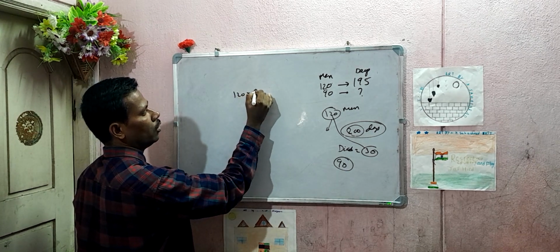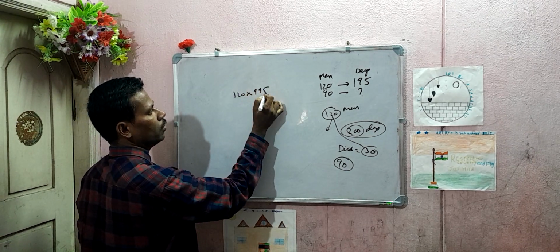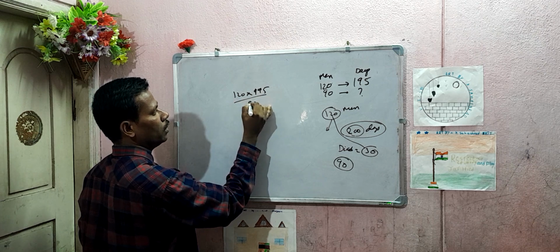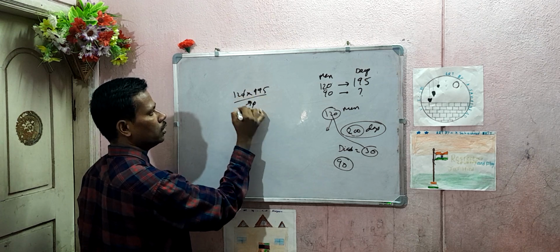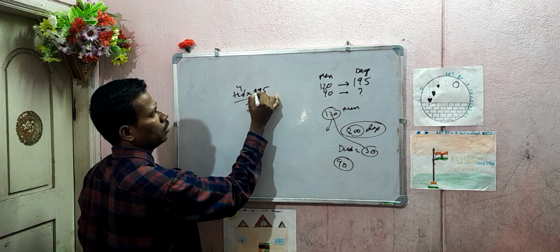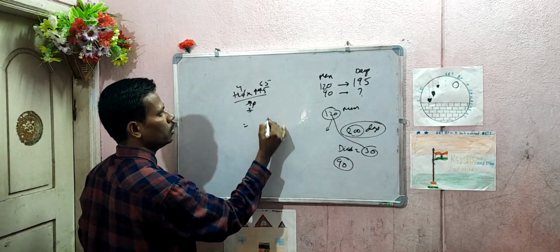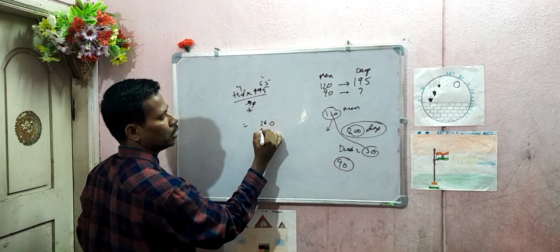So 120 into 195 by 90. Do the calculation. 3 3s are 9, 3 4s are 12. Next 3 is 18, 3 5s are 15. Next 4 5s are 20, so 260.